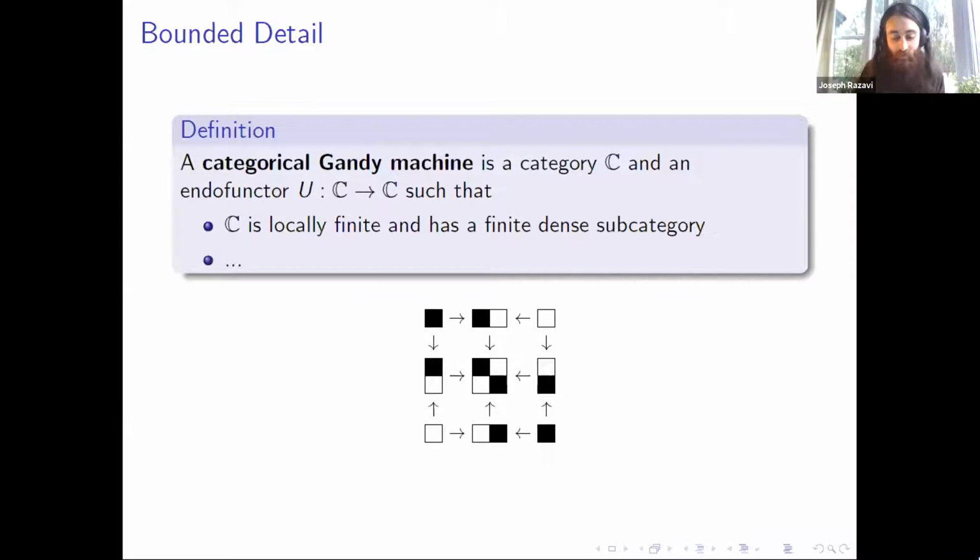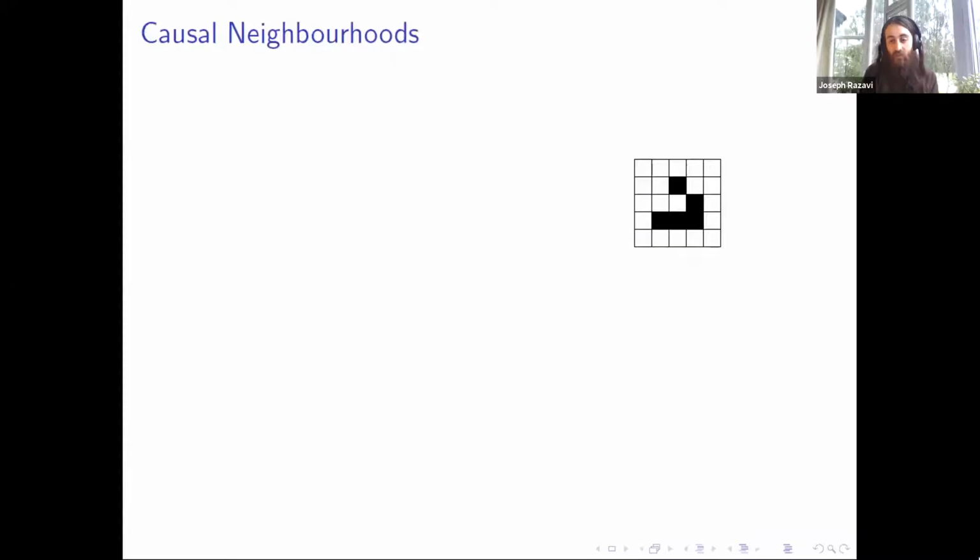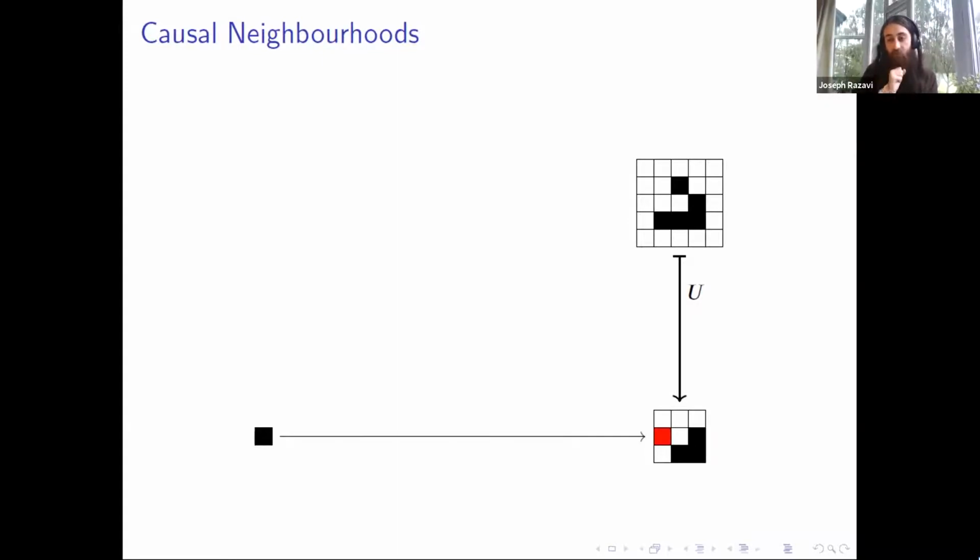So what about the next constraint, which is the bounded speed of propagation? Well, to do that, we'll think about this in terms of causal neighborhoods. If we take a state that we want to update and update it, then we might pick out a small part of this updated state and ask for a kind of causal explanation. Why is it that there was a black cell located here in the update of this state?